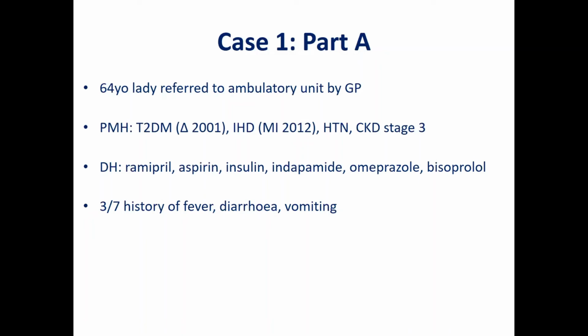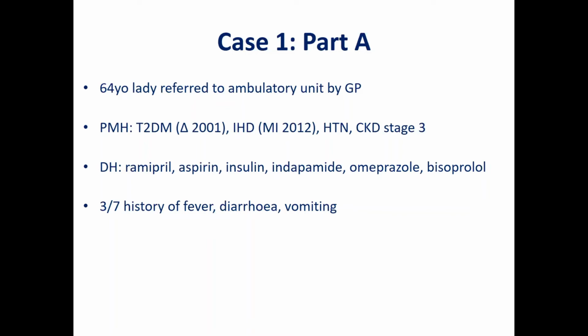So let's talk about some cases. That's always a good way to frame things. So, a 64-year-old lady referred to the ambulatory unit in your hospital where you're working by her GP. She's got a pretty standard past medical history nowadays. Type 2 diabetes, she's had it for nearly 20 years, ischemic heart disease, having had an MI in 2012. She's got a bit of renal impairment and she's got hypertension. She's on a long list of medications.